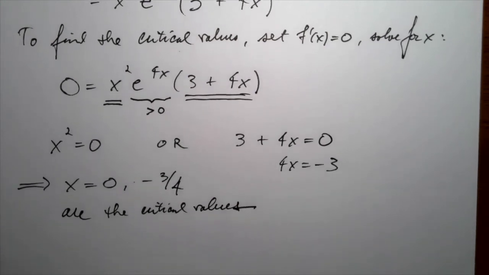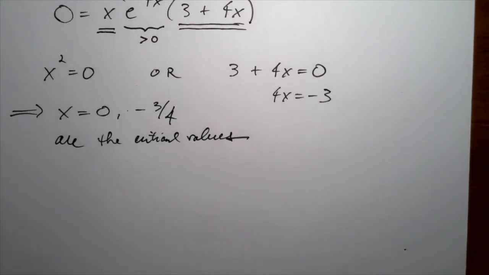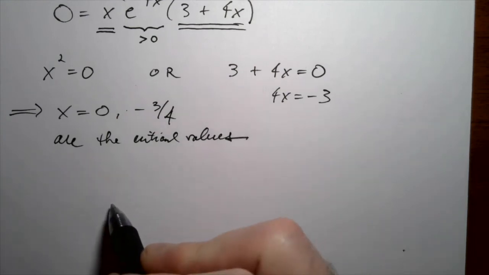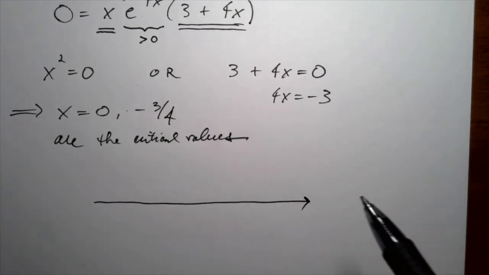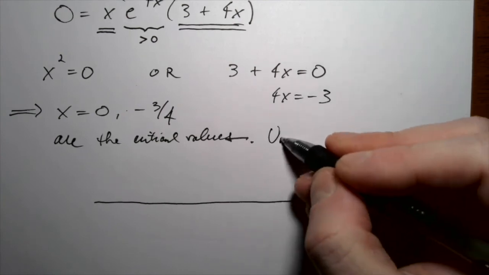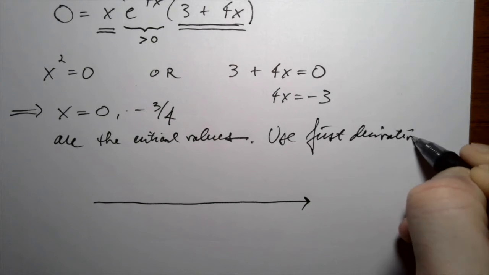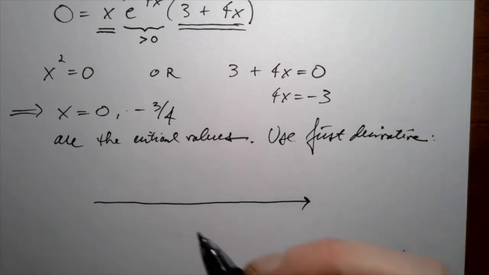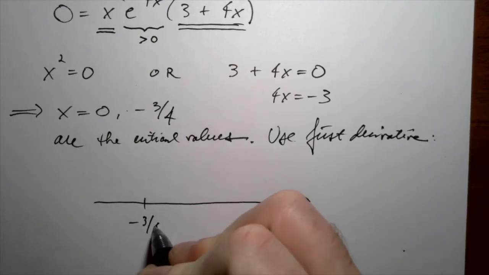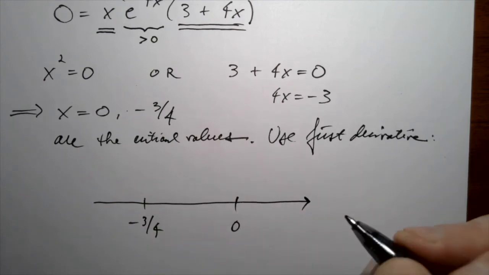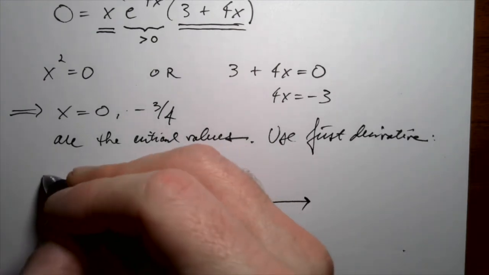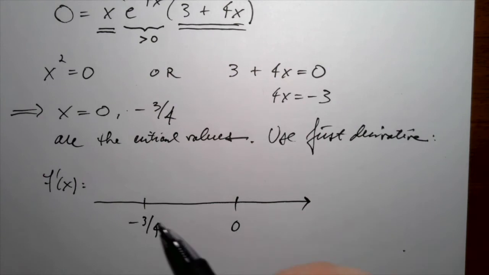Now we need to determine whether these critical values are local maxes, local mins, or neither, and we're going to use the first derivative test again. So let's use that first derivative test. I'll just draw a little picture of what's going on. And here's minus 3/4. Here's 0. And we're just going to test at particular points on either side of these different critical values.